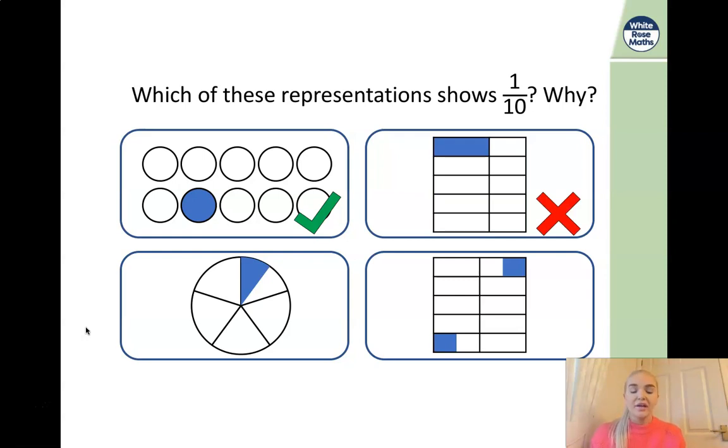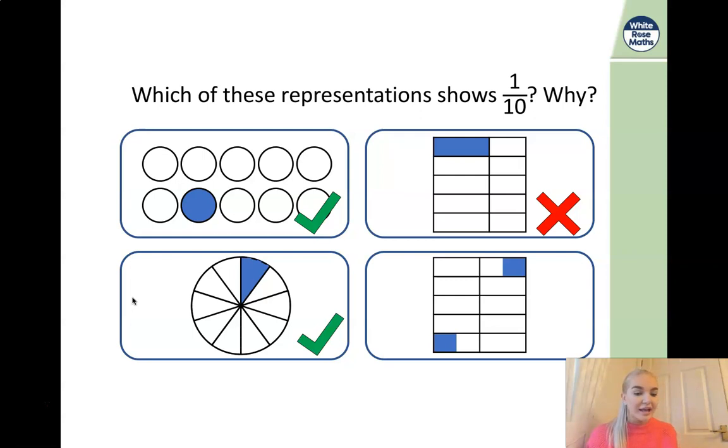This one here, the next one, has shown a circle split into 5 parts. Now at the moment this doesn't show 1/10 because there are 5 parts, not 10. But we could split each of these 5 parts into more parts. We could split them in half. How many sections do we now have? That's right, we now have 10, and one of them is shaded, so it shows 1/10.